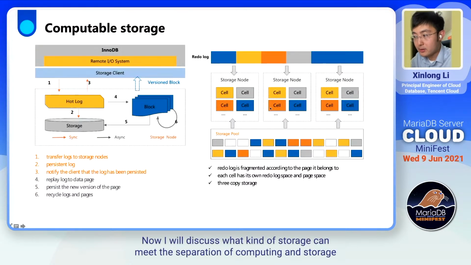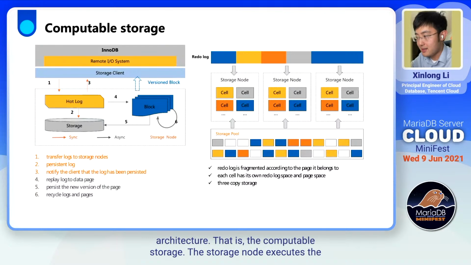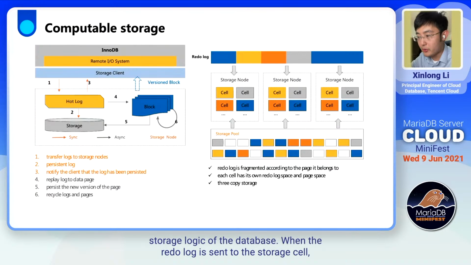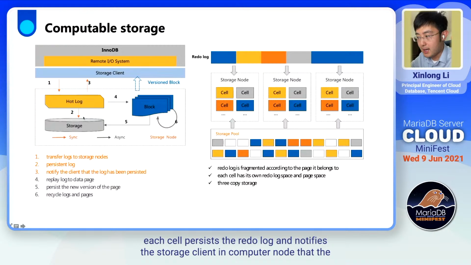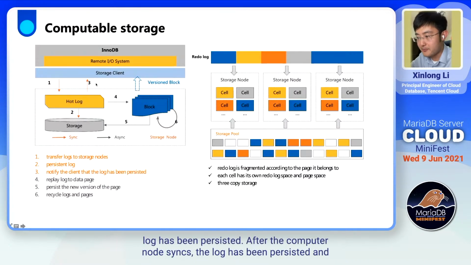Now I will discuss what kind of storage can meet the separation of computing and storage architecture. That is the computable storage. The storage node executes the storage logic of the database. When the redo log is sent to the storage cell, each cell persists the redo log and notifies the storage client in the compute node that the log has been persisted.